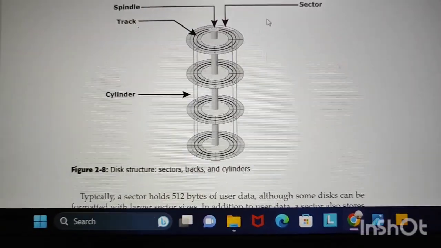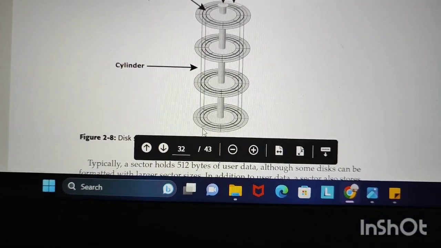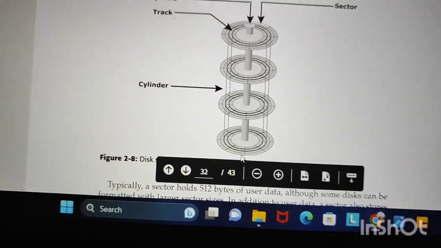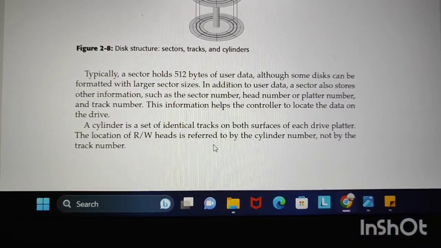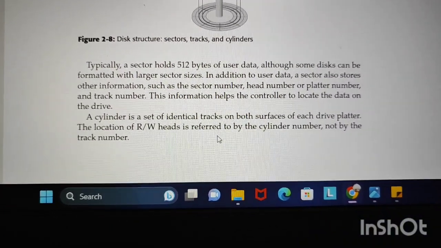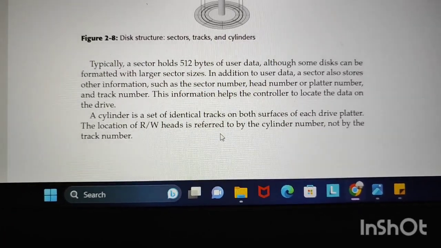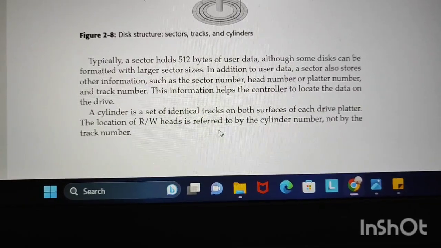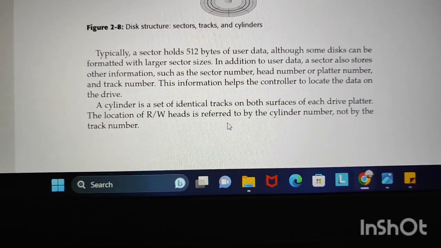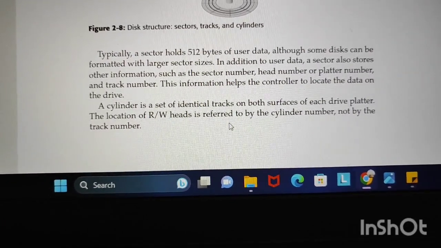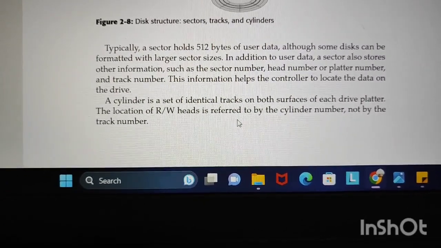So a sector here is one of these parts, from the corner edge, from here to here, that will be your sector. So you have to format the larger sector sizes to hold the data, and in addition to user data, the sector also stores other information such as sector number, head number or platter number, and track number. So you have track number, sector number, head number, everything you need to locate the data.